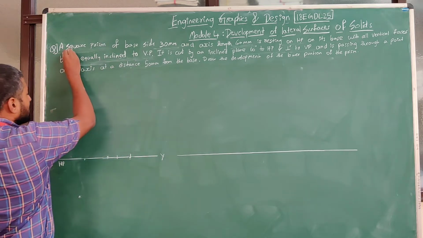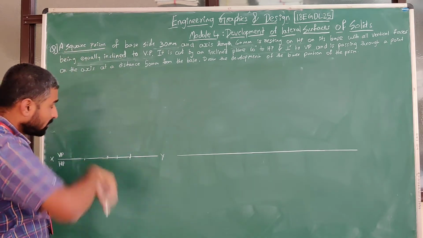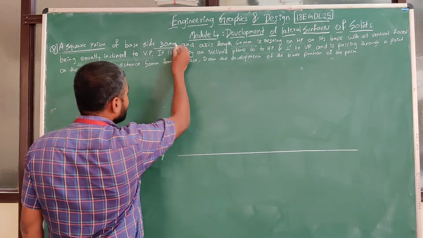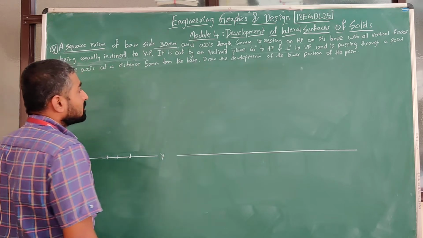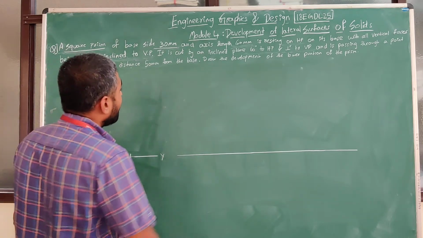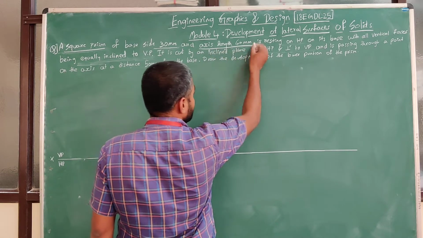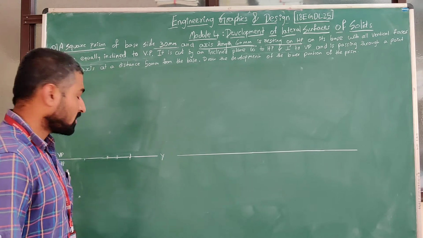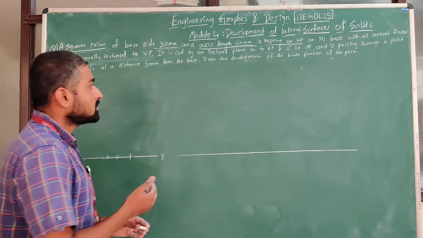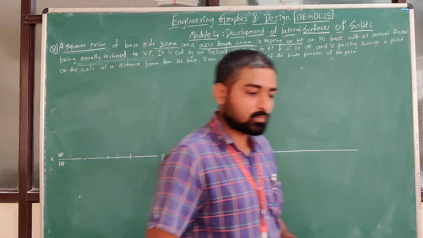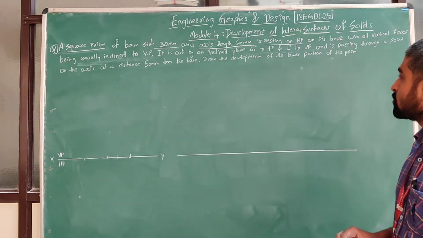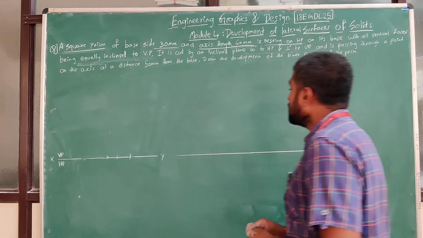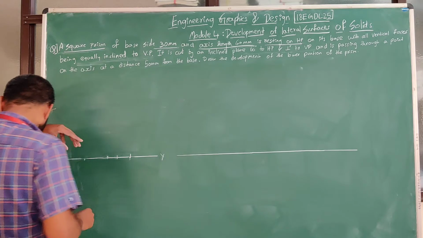Here, as you can see, initially they have given a square prism. The base side is 30 mm, and the axis length is 60 mm. As you can see, it is resting on HP. As we all know, when we start with solids, the object may rest on HP or on VP. But in most cases in solids we rest it on the HP itself, right? So we are starting with the HP.